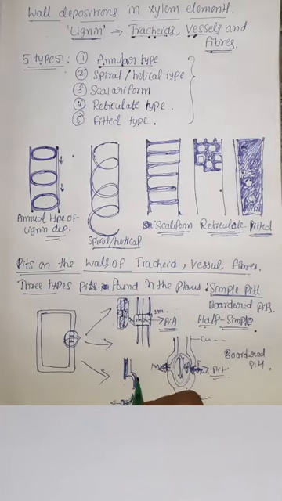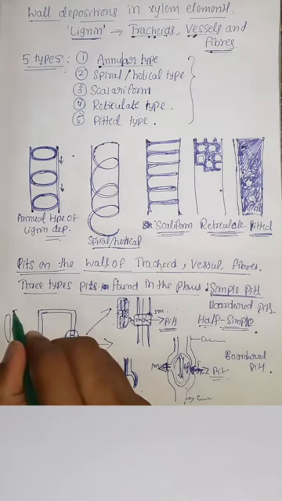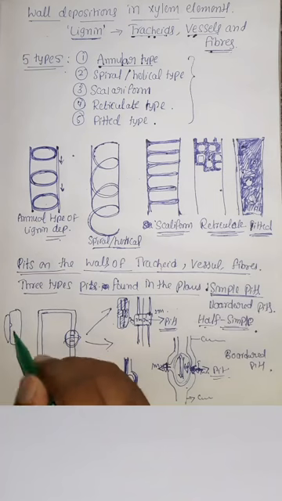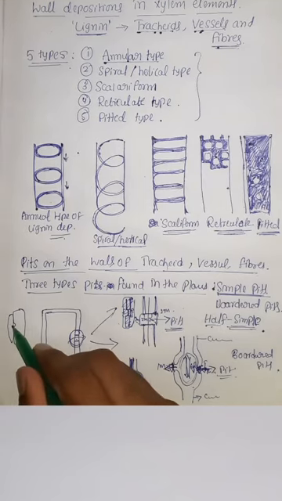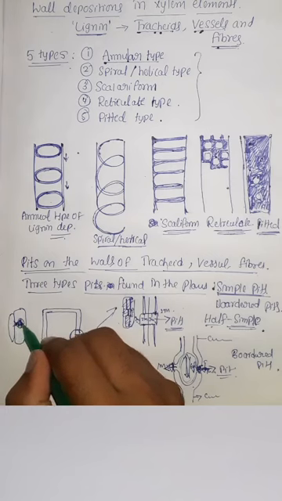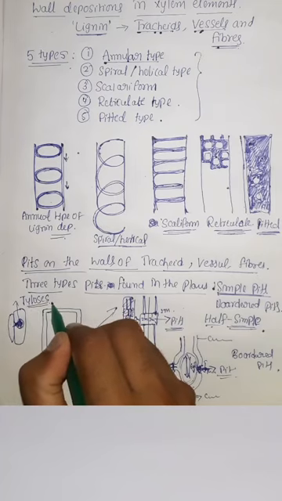And one more thing, whenever pits are formed between parenchyma and vessels, for example, this is xylem parenchyma, this is vessel, sometimes the parenchyma produces an extra growth into the vessels like this. These extra growths are called tylosis. Very important for 2 marks.